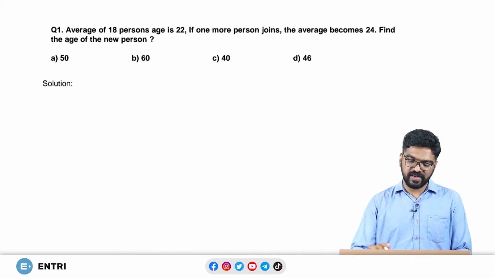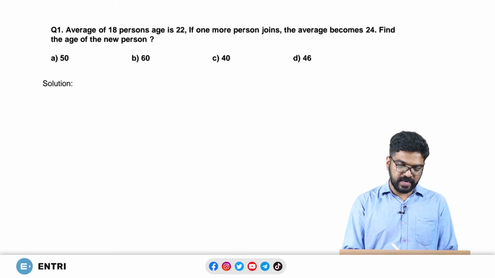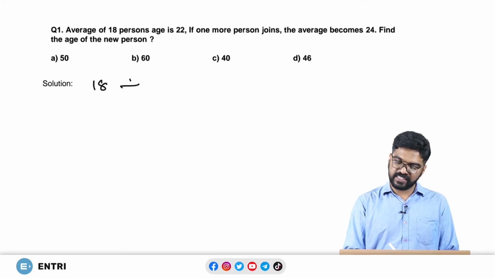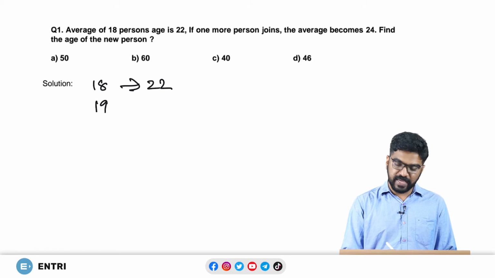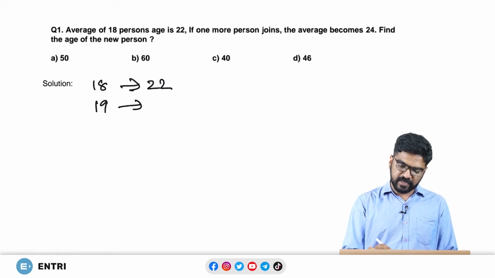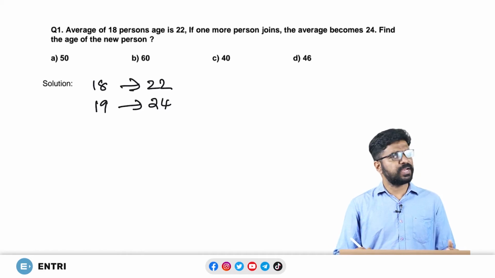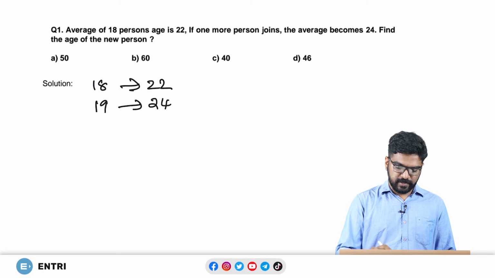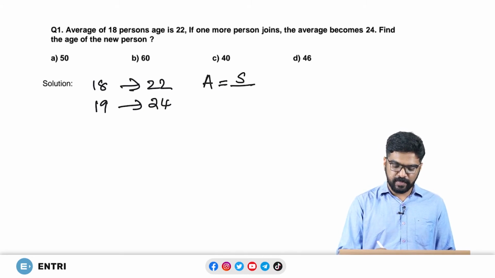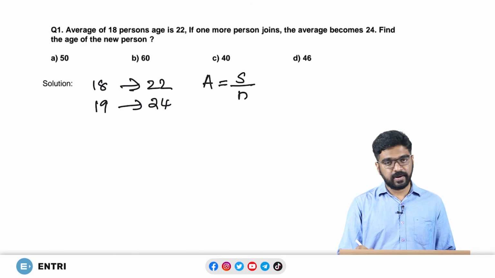So what we do here, we'll just write down the values. See, there are 18 people initially. Their average age was 22. Then what happened? One more person joined. So the number of persons will be 19. Now, because this particular person joined, their average became 24. So I need to find the age of the new person. How will you do that? So as we know, average is equal to sum divided by the number of terms, right?